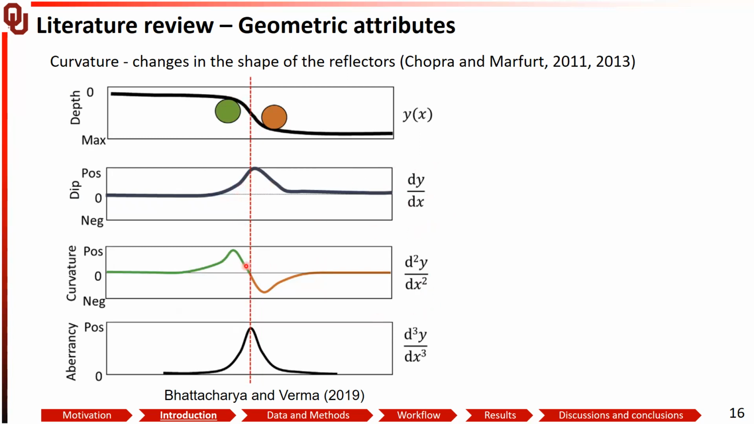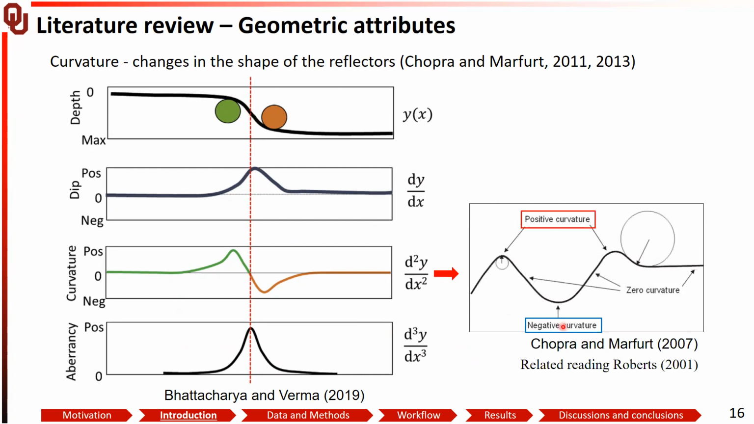The second will provide me the curvature, and the aberrancy is obtained by the third derivative. So these are examples of different responses that we can have for this change here, and how it's important to get familiar with these techniques.